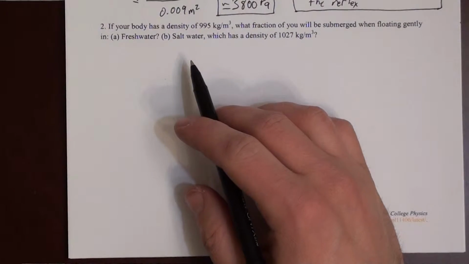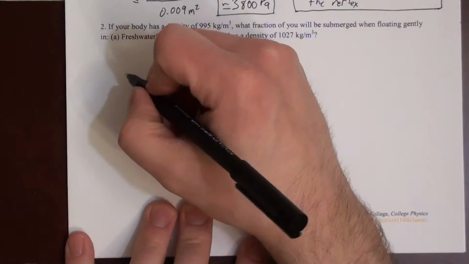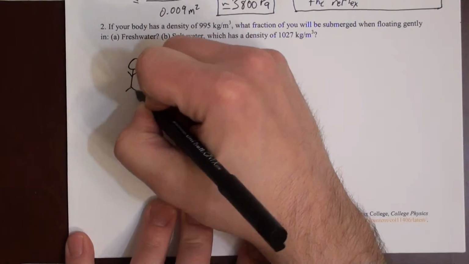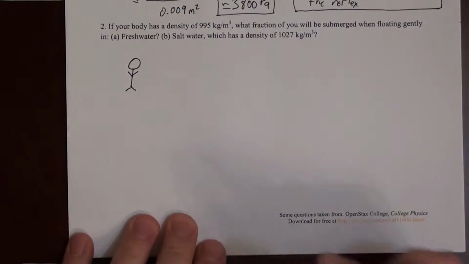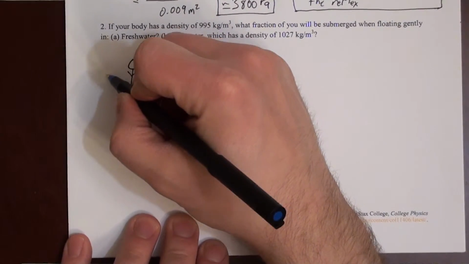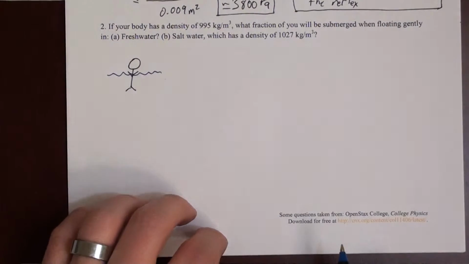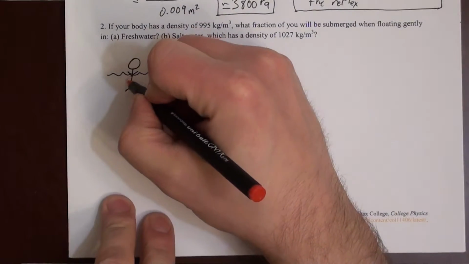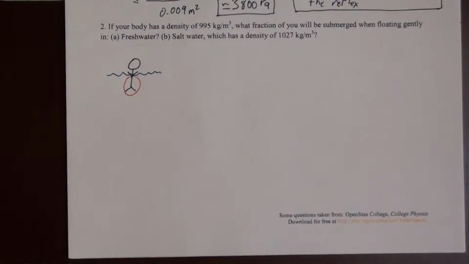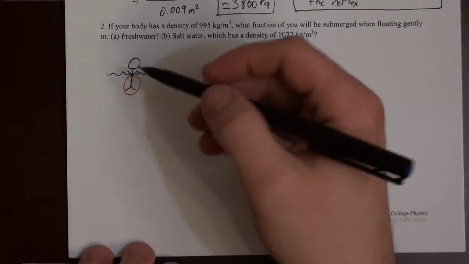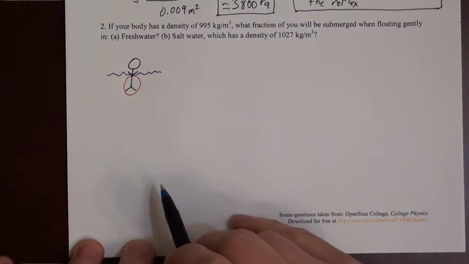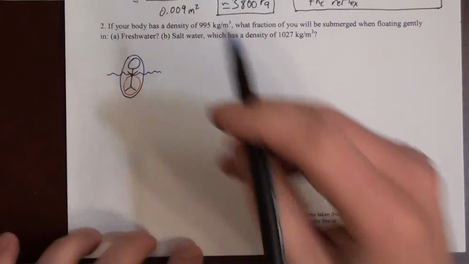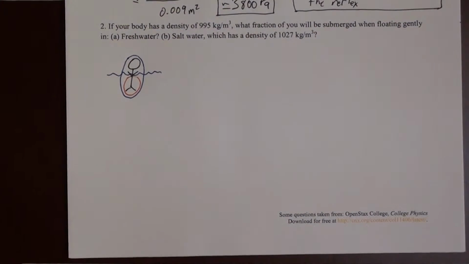Okay, so you should be able to imagine this. Let's draw a picture. Here's a person, and they're floating gently in some fluid. So we can identify part of this person is submerged and part of the person is not, right? So what we'd like to compare is the portion that's submerged to the entirety of the body.